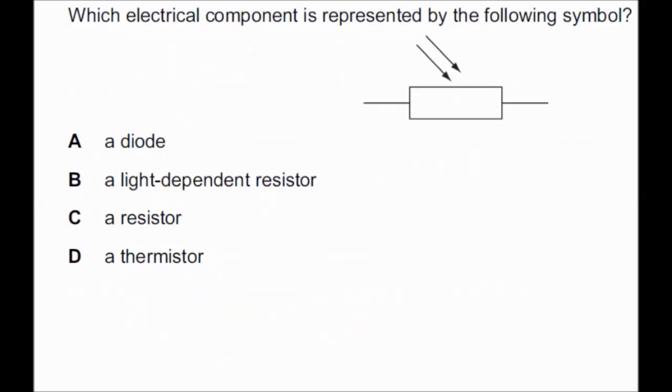Which electrical component is represented by the following symbol? Well, this part here is a resistor. This represents light going inside, so it's a light dependent resistor.